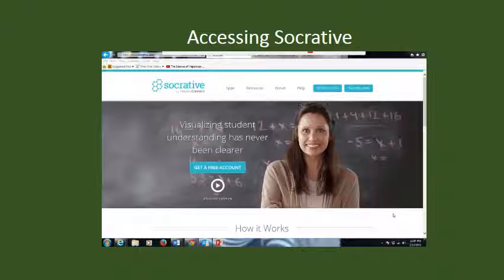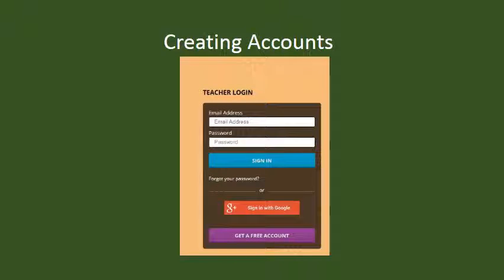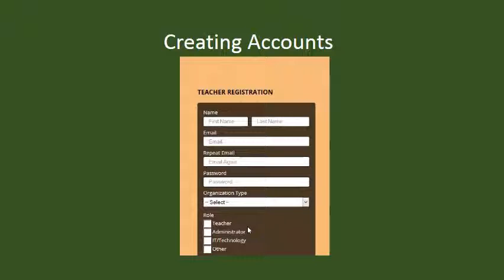Socrative can be found online at socrative.com, or you can download the Socrative apps onto your smart device. Once you've downloaded the Socrative Teacher app, go ahead and click on Get a Free Account and fill out the information.